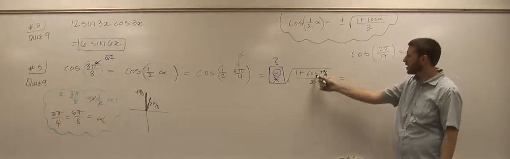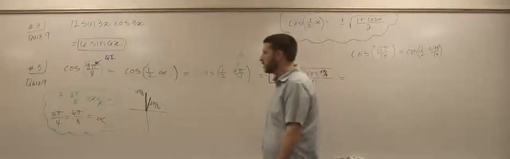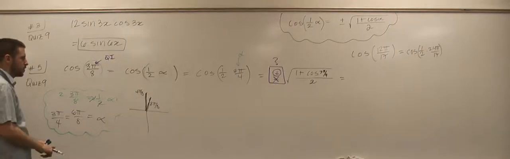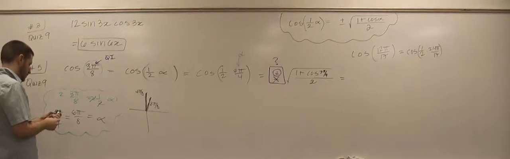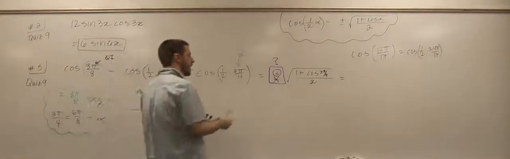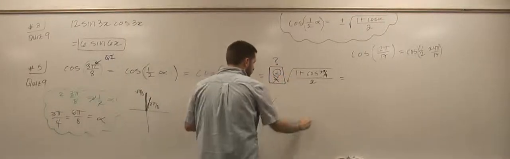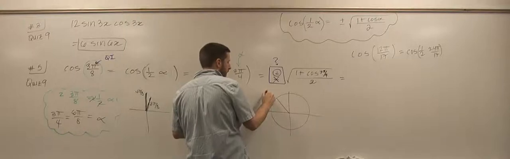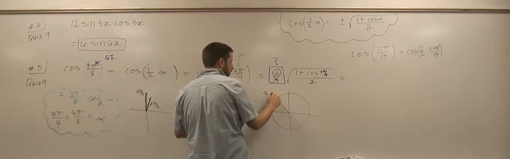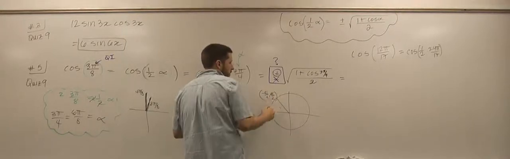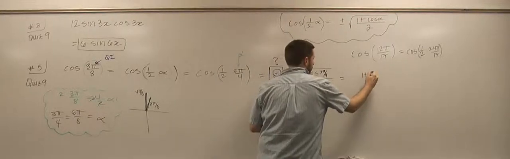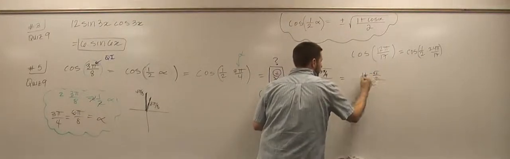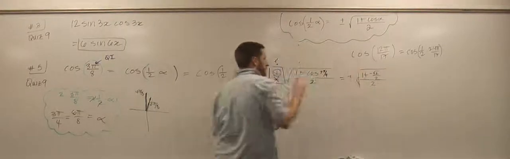Then you actually have to evaluate cosine of 3 pi over 4. What's cosine of 3 pi over 4 equal to? Negative. Yeah, so cosine 3 pi over 4, if you look on your unit circle, here's 3 pi over 4, so this will be negative root 2 over 2. So this will be equal to the square root of (1 plus negative root 2 over 2) over 2. Positive out in front.